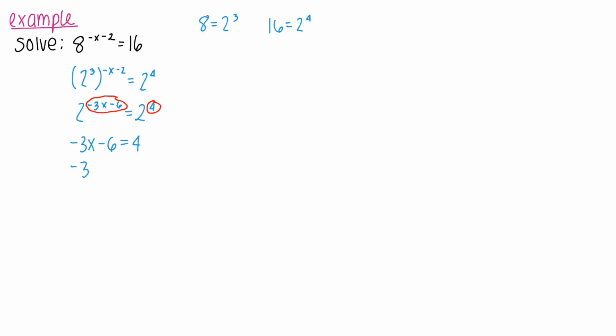Adding 6 on both sides, negative 3x is equal to 10. X is equal to negative 10/3. Once again, no domain issues with exponentials, so we don't need to worry about that. Now, if you wanted to plug the number in to check, we could do that.